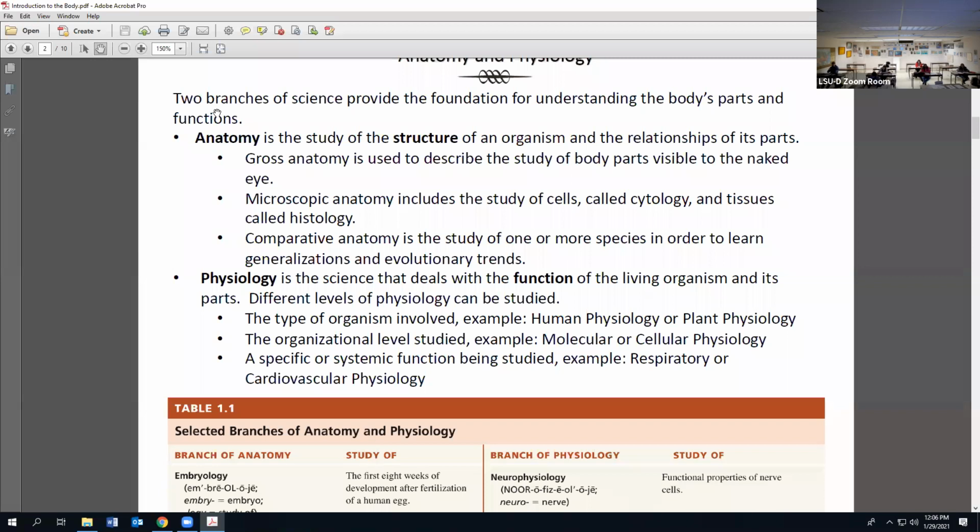So in this class, we're going to be doing a lot of identification of parts. Memorization is a big key with this class, being able to identify and label different things like I talked about in the first day handout.